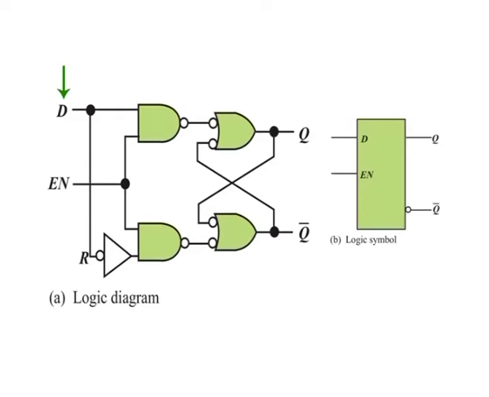When the D input is high and the enable input is high, the latch will set. When the D input is low and enable is high, the latch will reset. Stated another way, the output Q follows the input D when enable is high.